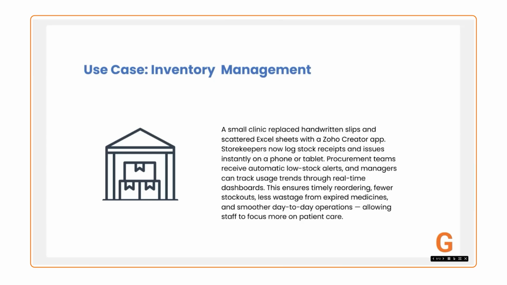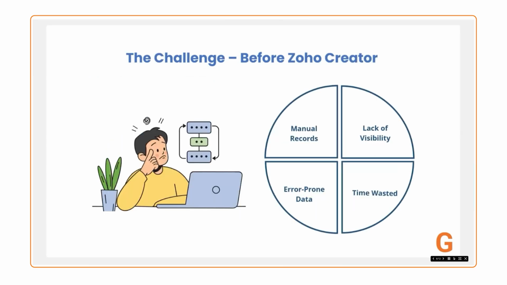Now, let's take a moment to understand the problems that they were facing. When we talk about the problems, the very first thing was the manual process. Every inventory management process was manual before the application. Paper-based records, handwritten slips, which were often misplaced or not recorded.